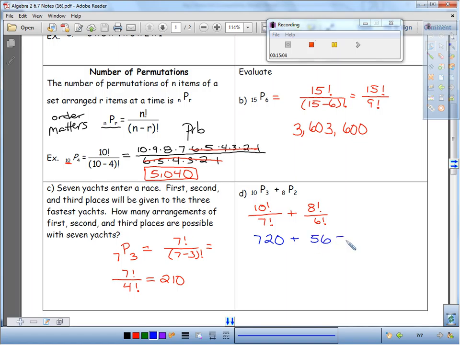Okay, we then add them and get 776. Any questions over that? Okay.